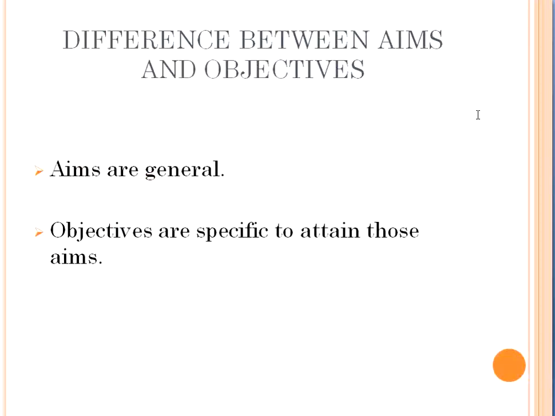So at the very outset, we must understand the difference between aims and objectives. So in this slide, I have written the first point, aims are general. And what is the second point? Objectives are specific to attain those aims. So in a sense, we can say aims are general. To attain those aims, you will have to go through certain paths. Those paths, those ways are the objectives. So this is the difference between aims and objectives.